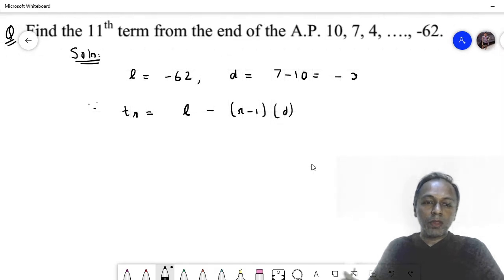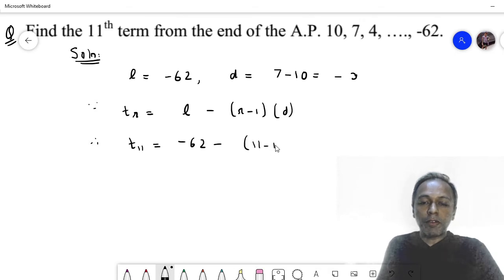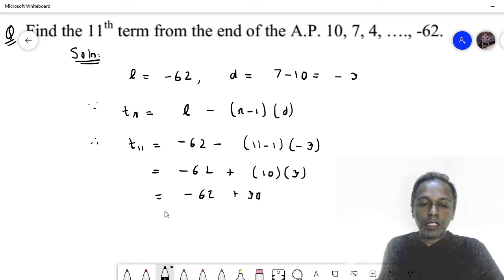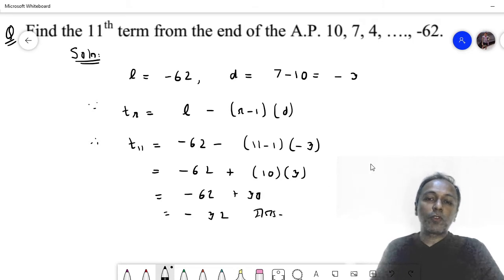So this will give you, therefore, T11 is equal to minus 62 minus (11 minus 1) into the common difference of minus 3, which is minus 62 minus 10 into minus 3. Let us make it plus, as minus into minus is plus. So this is going to be minus 62 plus 30. This will become equal to minus 32. We now understand the 11th term from the ending is minus 32.